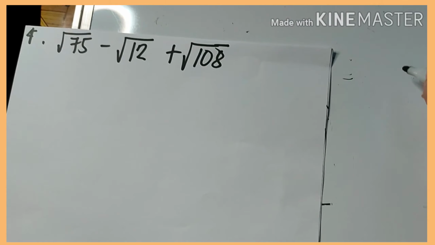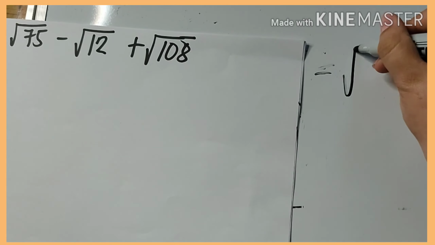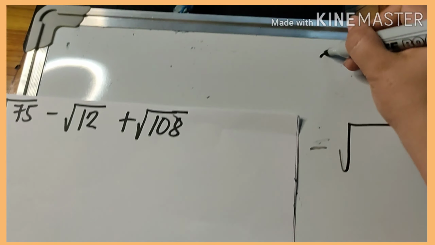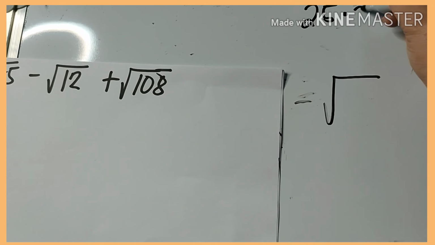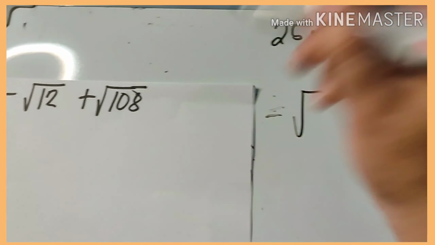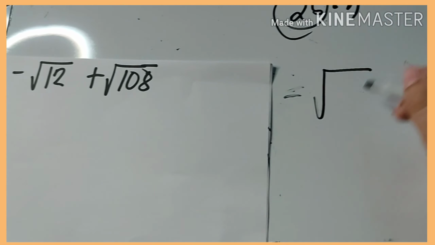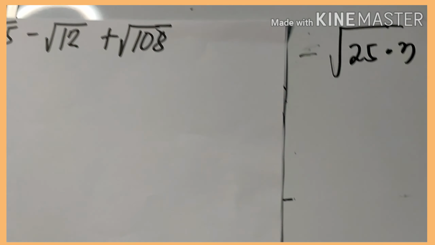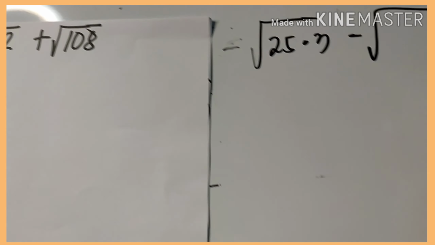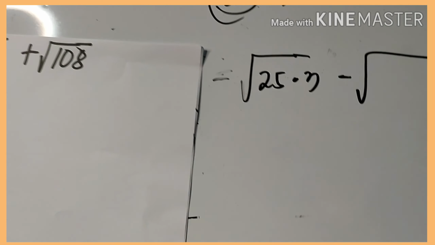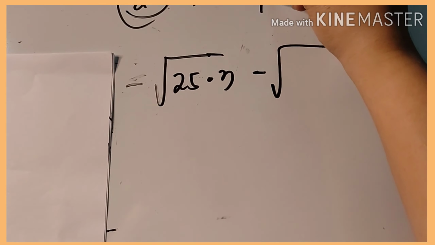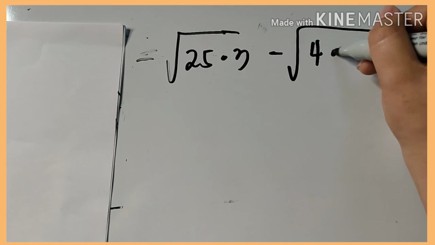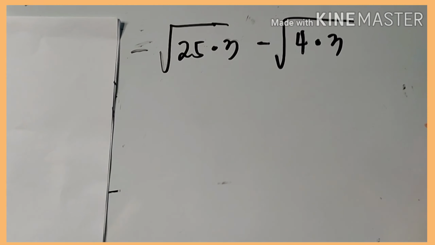So we have here square root of 75. If we factor that one, we will use 25 times 3. 25 times 3 is equal to 75. Since 25 is a perfect square, we will use 25 times 3, minus square root of 12. What is the factor of 12 that is a perfect square? We can use 4 times 3. So we have here square root of 4 times 3.